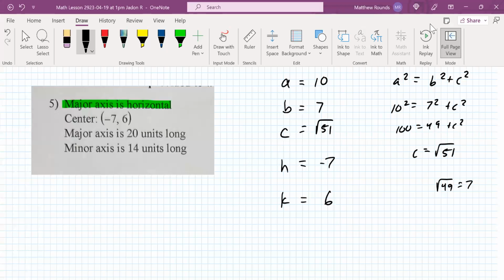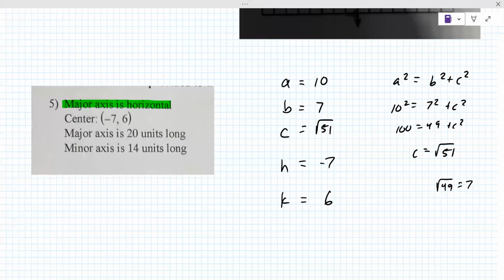All right, so we just have to write it. Do we have to graph it or just write it? No, it's just write standard form. Okay, so the reason you need to know that horizontal axis business is you have to decide which equation it is.